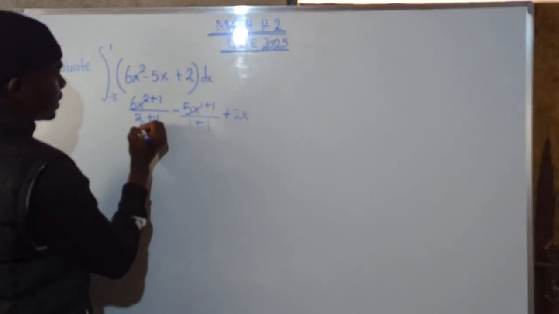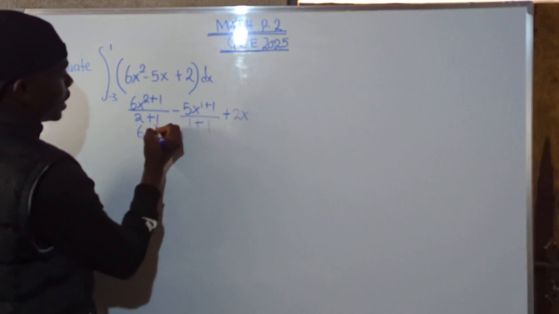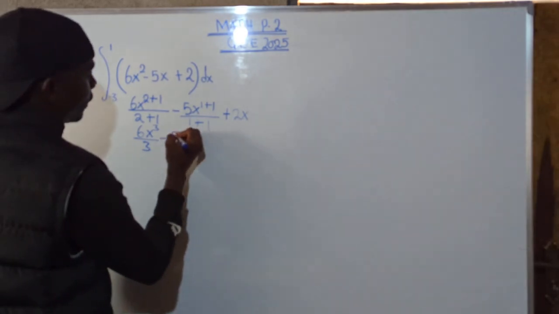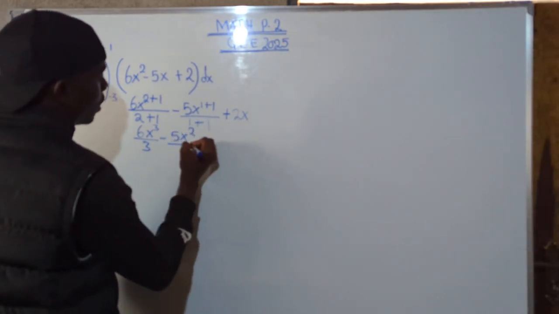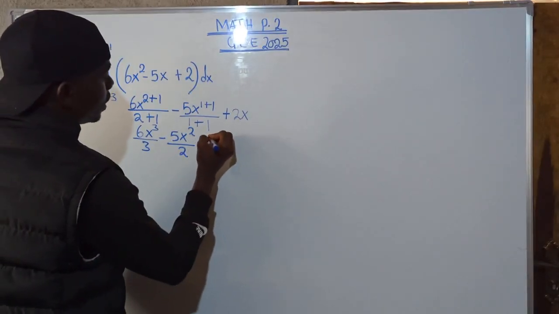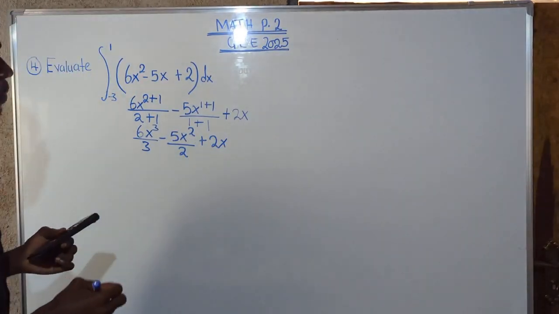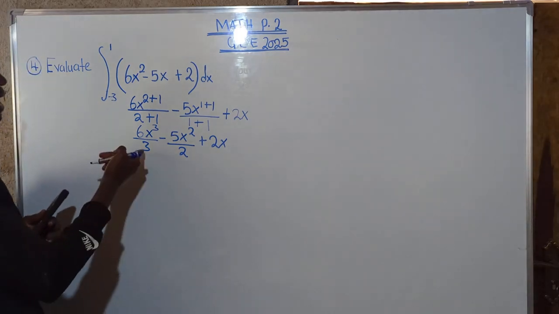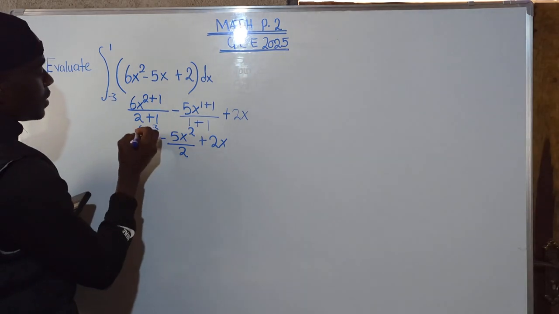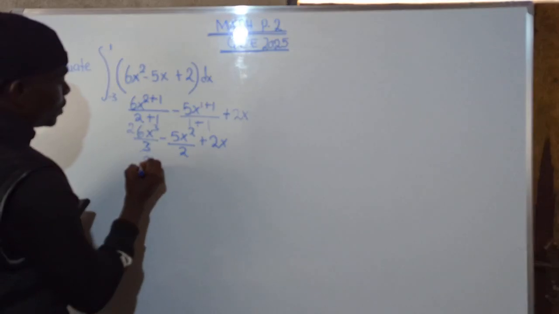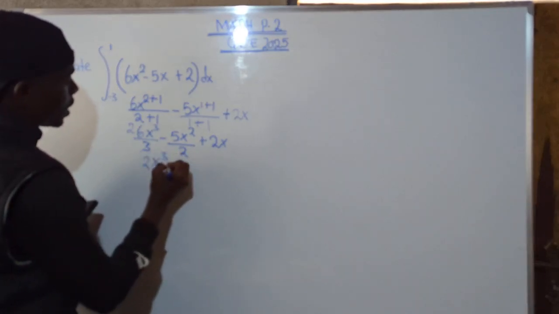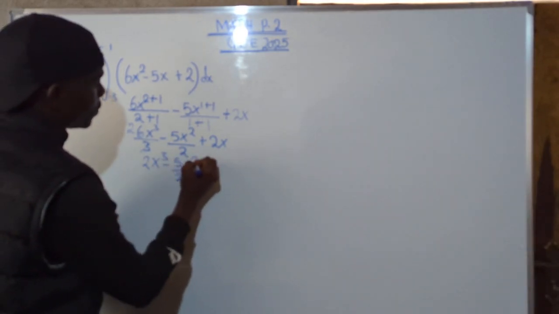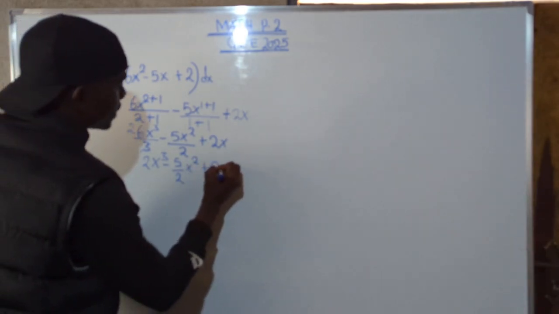So this is going to be 6x to the power 3, all over 3, minus 5x to the power 2 over 2, then this is going to be 2x. Now, what are we able to do about this particular expression? We can cancel out because we know that 3 can actually go into 6. So when we cancel this, we're going to have a 2 here. So this is going to be 2x to the power 3 minus 5 over 2 x to the power 2. Then we say plus 2x, right?